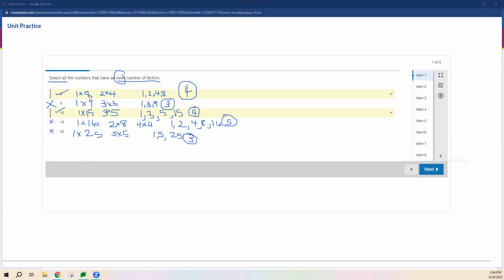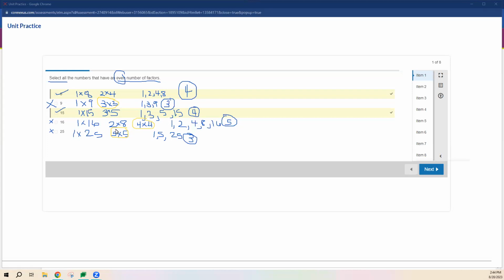What do you guys see that's similar about 9, 16, and 25? I'm going to give you a little bit of a hint. They are all the product of doubles, right? I multiplied 3 times 3, 4 times 4, 5 times 5. So all of those are the result of doubles.